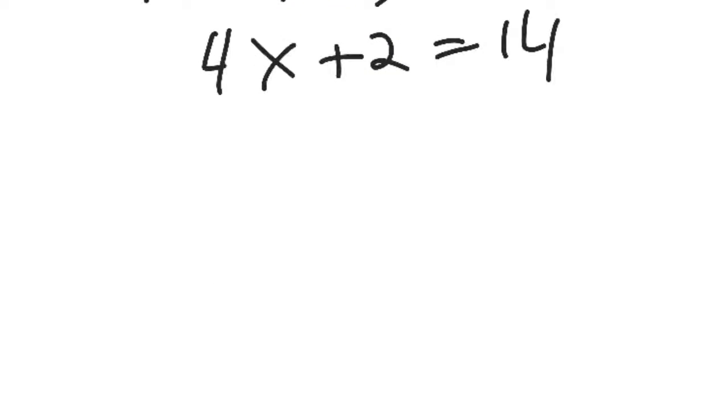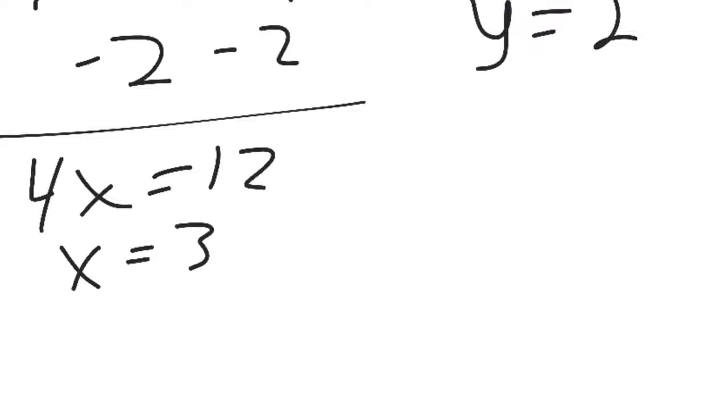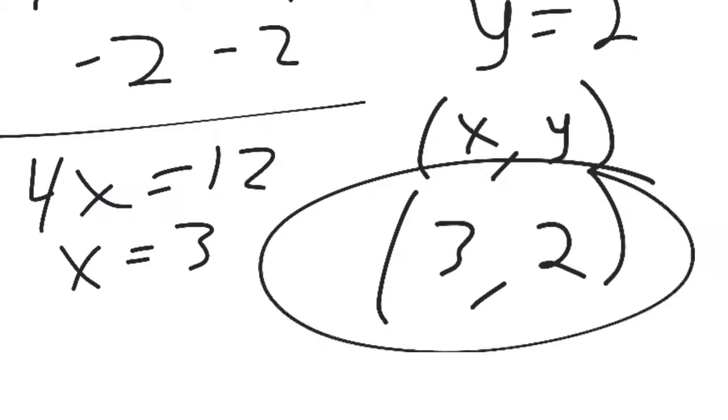And that's just a linear equation that you're used to solving. Subtract that 2 from both sides. So x is going to be 3. So there's our solution. And typically how we state a solution to a system is we say (3, 2). The x coordinate, the y coordinate is the solution. This is where they cross.